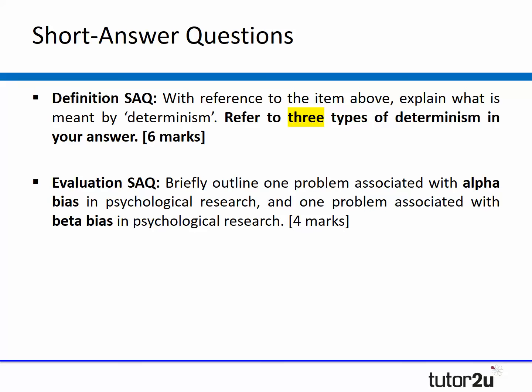An evaluation short answer question: briefly outline one problem associated with alpha bias and one problem associated with beta bias. Again, the emphasis on knowing the key terminology within this topic is huge.